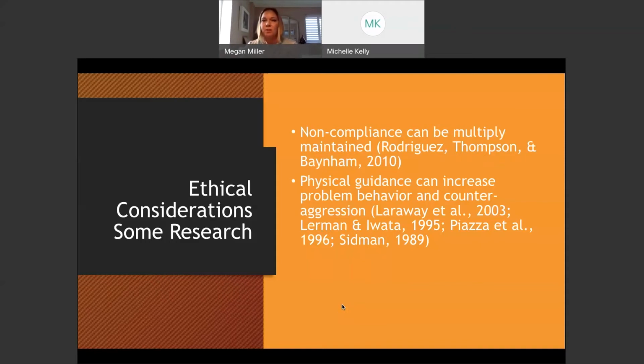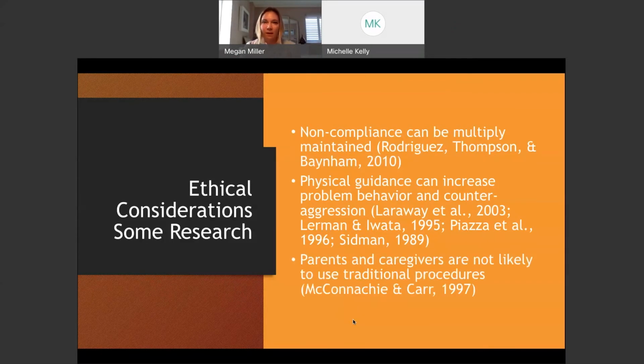And no consideration is given to, does this learner actually need to go through that? What's the human experience like for that person? A lot of focus is put on the interventionist or the adult providing the intervention and how they just have to tough it out. But there's no discussion around the poor person who's experiencing the intervention. And parents and caregivers are not likely to use traditional procedures.